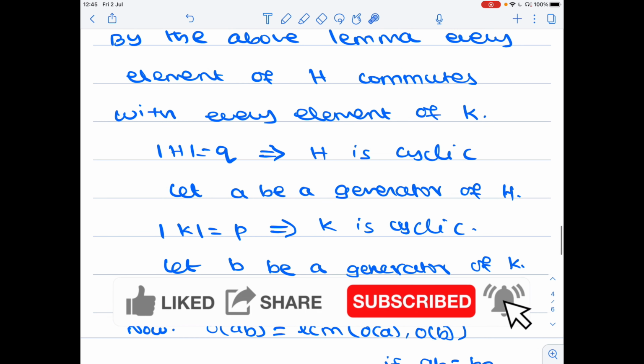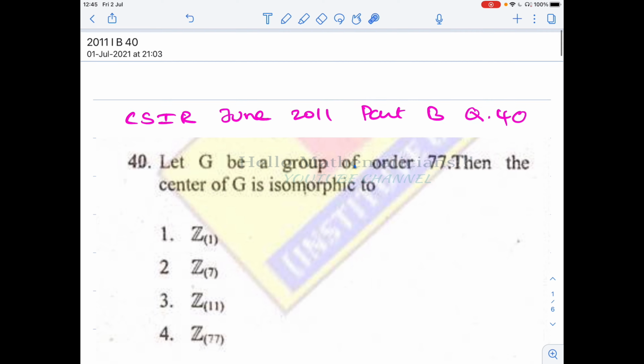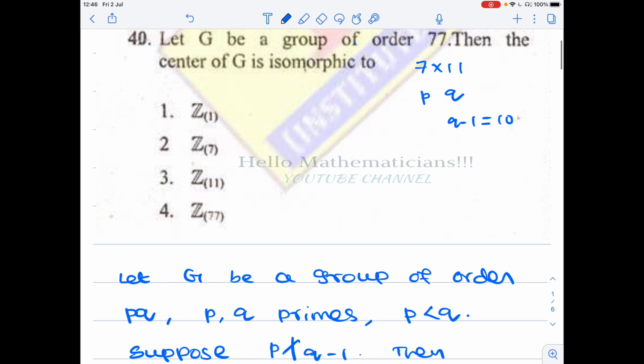It is a very simple but very nice problem. You learn many important group theory things from this problem. Therefore, now we come back to this problem. So 77 is 7 times 11, and this is pq. q minus 1 equals 10, and 7 doesn't divide 10. So p doesn't divide q minus 1. Therefore, we get that any group of order 77 is cyclic. Therefore, G is isomorphic to Z77.